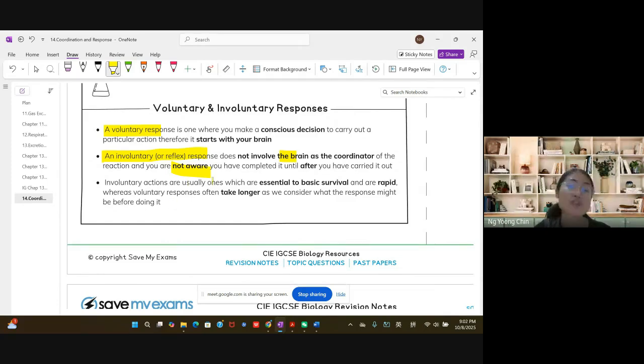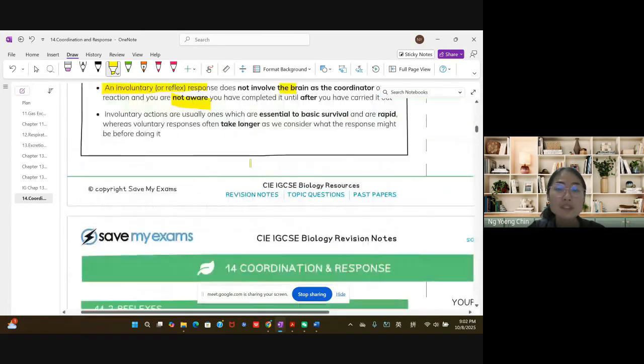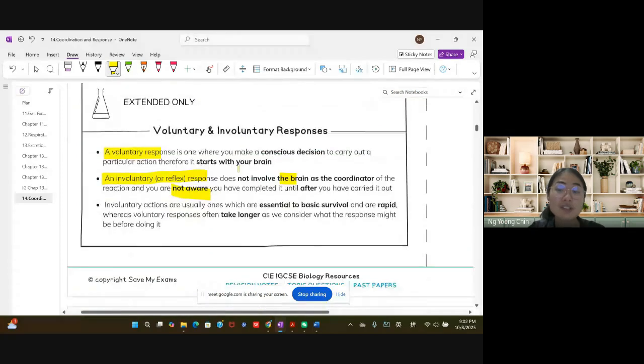Involuntary response refers to what happens inside your body, like your intestine. I think you just had your dinner, right? Inside your intestine, they will do peristalsis actions, which help to move the food along the digestive tract. So this is called involuntary response. Your brain does not control it. These reactions happen by themselves, so they are called involuntary. Both responses are very important to ensure our survival.